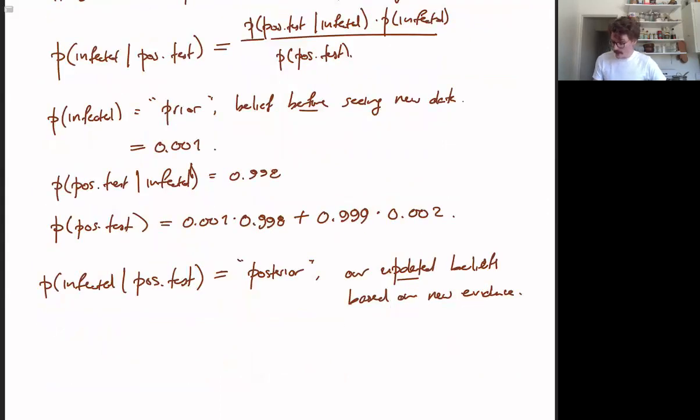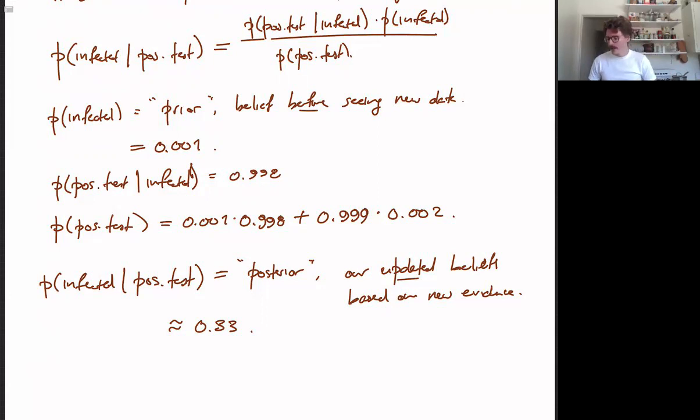So in this case, let me not write out the whole formula, but we're just plugging in all these numbers, and what we get is, if you test positive, the probability that you are infected is about 0.33, which is to say that even with a positive test, you are more likely than not to be uninfected. There's only about a 1 in 3 chance that someone who tests positive is infected.